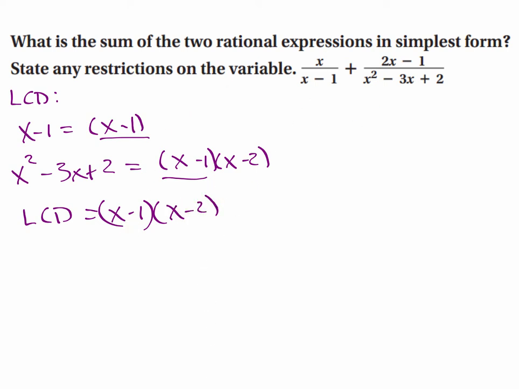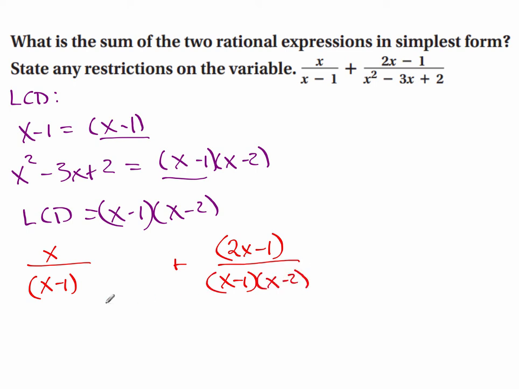So how do you add these? Well, I'm going to write this in fully factored form. x divided by x minus 1, and we'll leave a little space, plus 2x minus 1, I'll put parentheses, divided by x minus 1, x minus 2. Now I know my least common denominator is x minus 1 times x minus 2. So I'm going to multiply each of these by 1, and I'm going to do it smart.